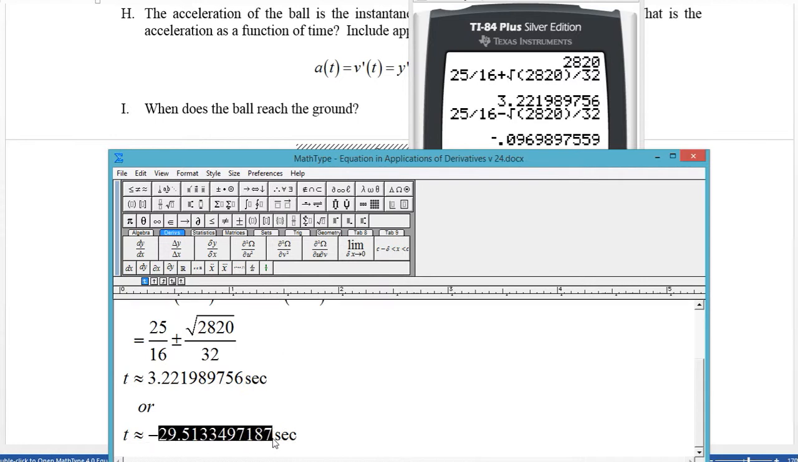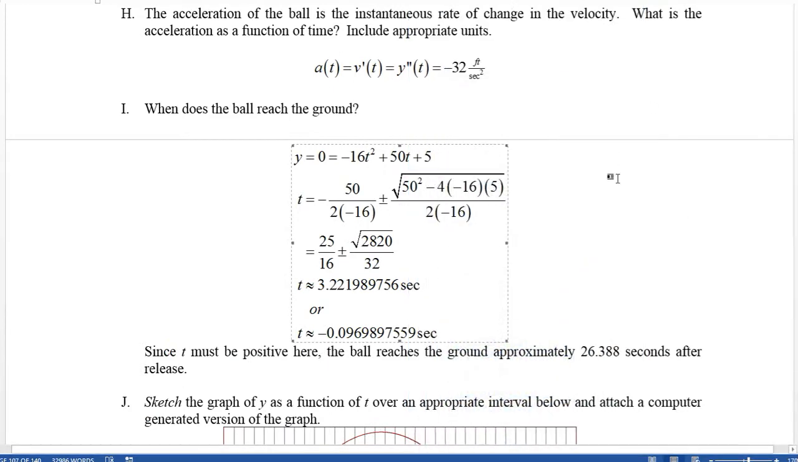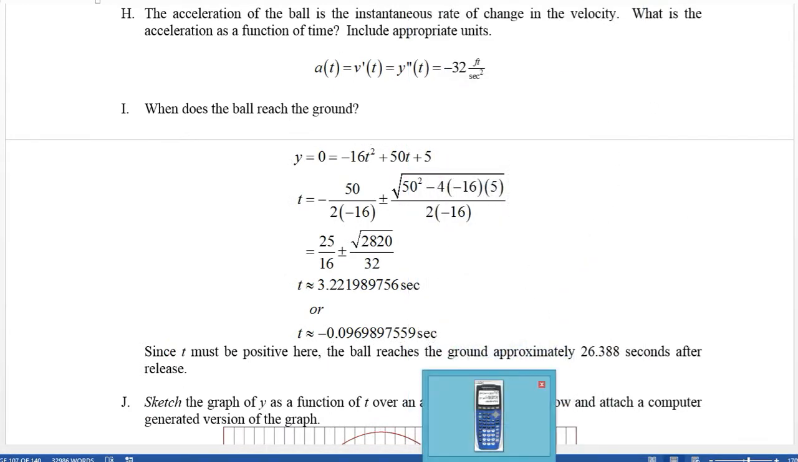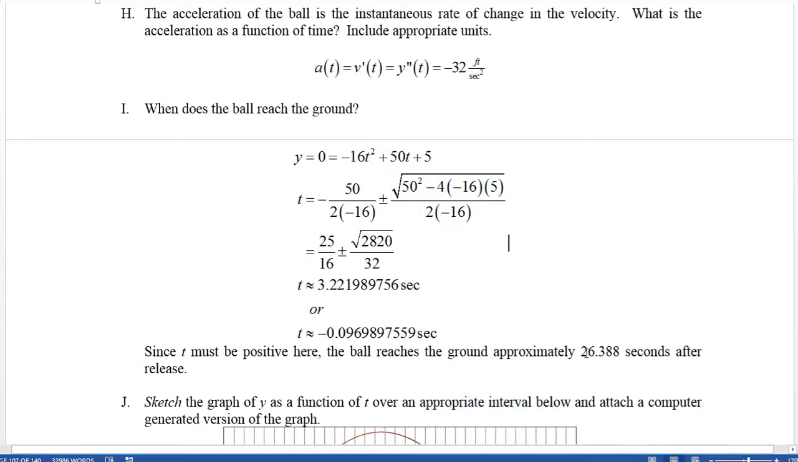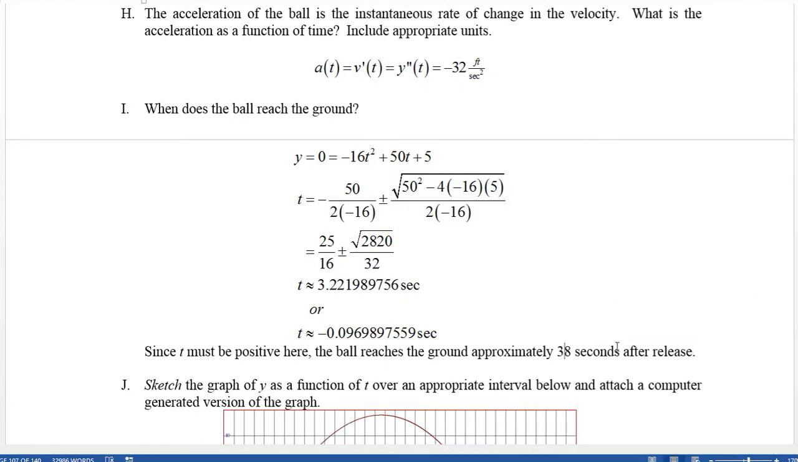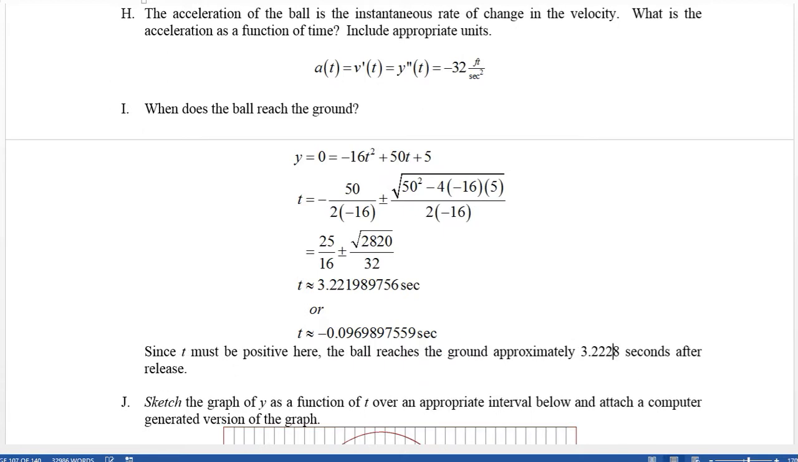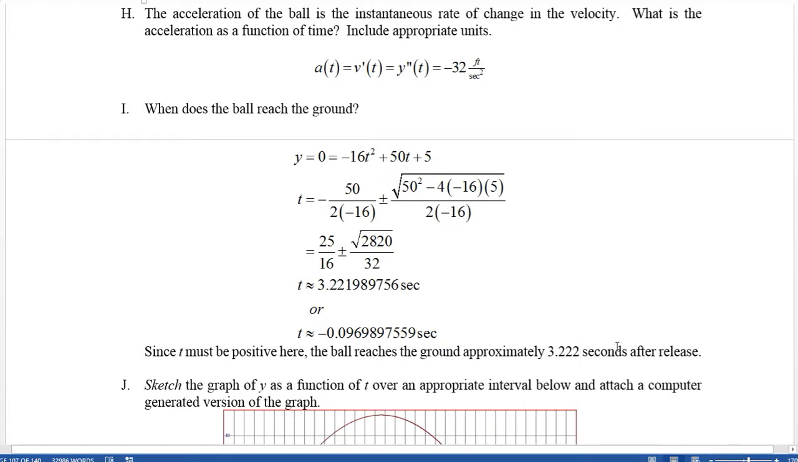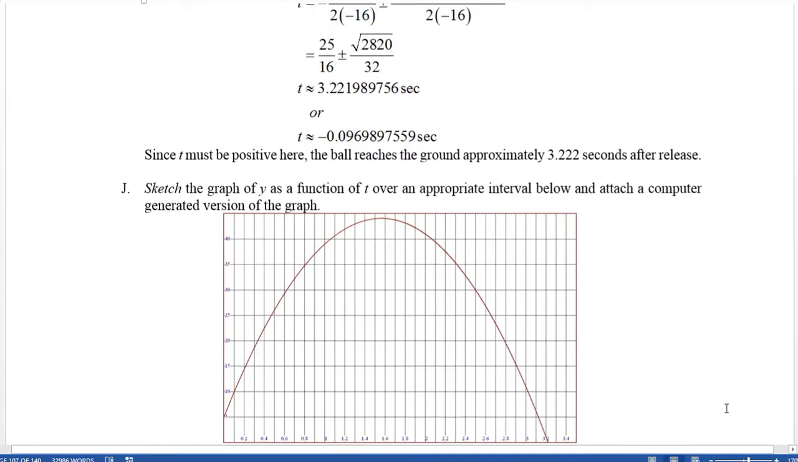And it's negative what? 0.969897559. Okay, this should be better. Okay, let's get that out of here. Okay, so there we go. Those are the t values. That should be better. So it's about 3. Again, the negative one's not going to work, but the positive one will. About 3.222 seconds after release, or about 3.2 seconds later. The graph is, however, correct, so that's good.